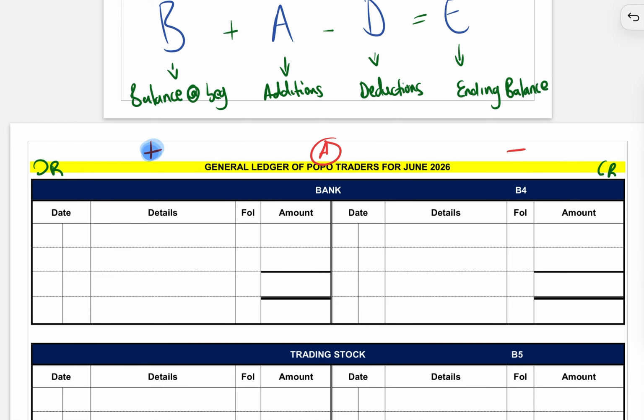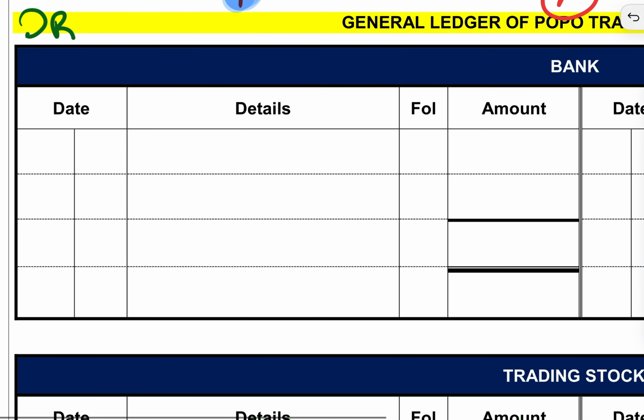So how are we going to show it? You start with the date. When you start with the date, first you start with the year. So we are in year 2026. The month is June. And then since it's an opening balance, it's at the beginning, so it's 01. Because the information that we are given there says 1 June 2026.